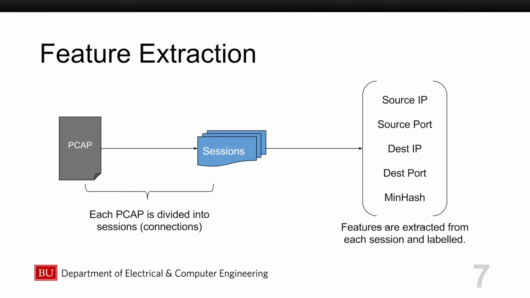For feature extraction, we divide each malware PCAP into sessions, where each session represents a single network connection, and so each session obviously consists of multiple packets corresponding to the same network connection. From each individual session, we extract the following features: the source IP, the destination IP, the source port, the destination port, and the min hash of the session.